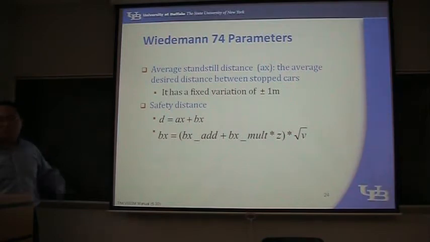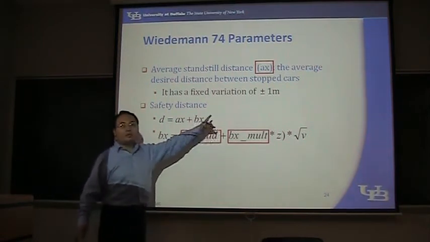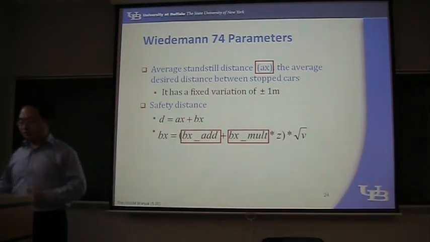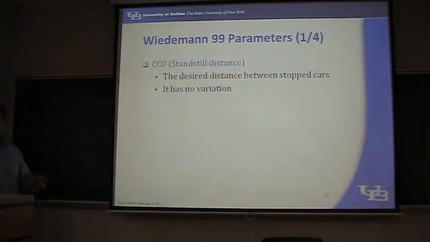I think z value is a link specific parameter, I guess. You can define these 3 parameters in the 74 model. Now let's take a look at the 99 model, which is used for freeway.